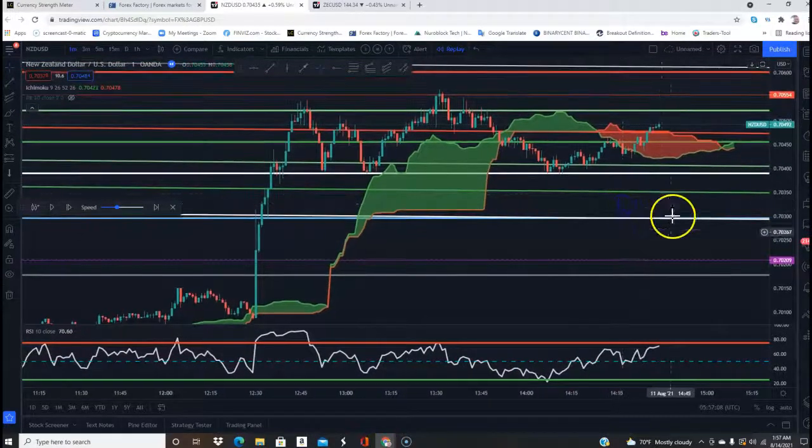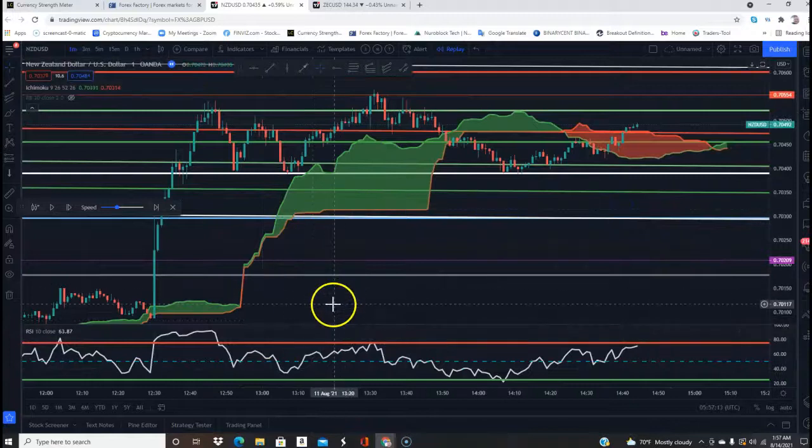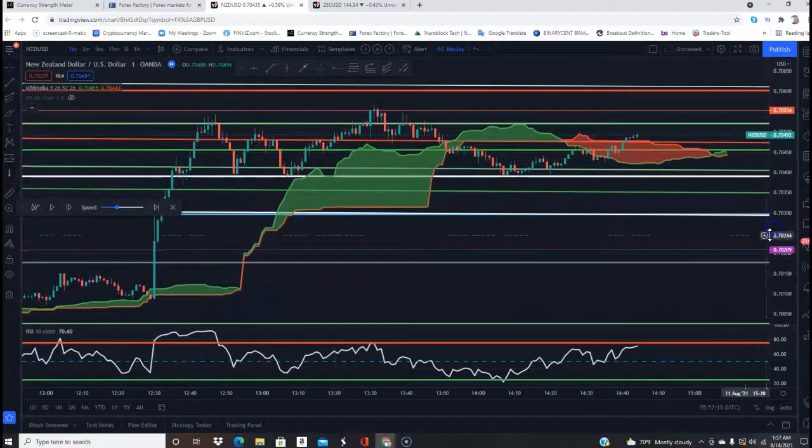Now, for those that aren't familiar with how the cloud works, we're just using it as a sentiment. It's letting us know what could potentially be going on and for potentially how long. When we have a green cloud out in front of us, we're going to be looking for buys. When we have a red cloud out in front of us, we're looking for potential sells, okay?